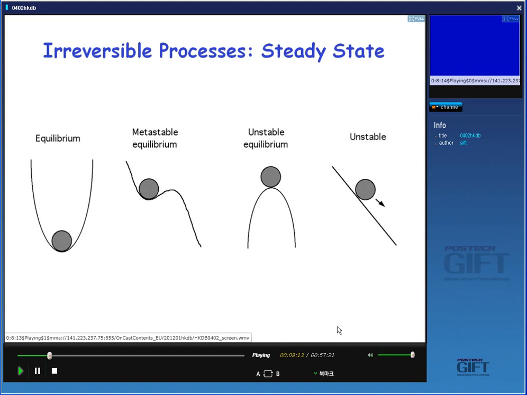Is everyone happy with that? Okay, so now I'm going to show you another slide which looks a bit more in detail at the kinetic state.